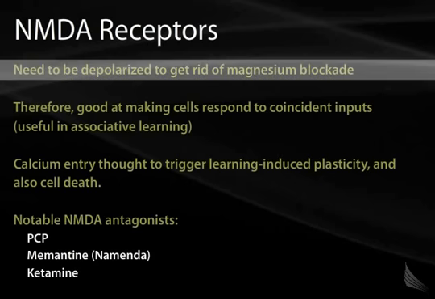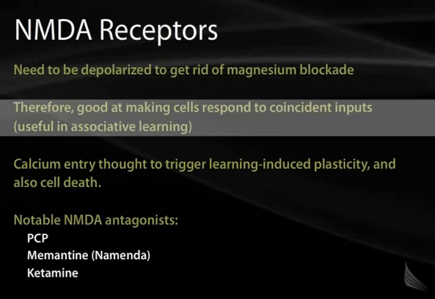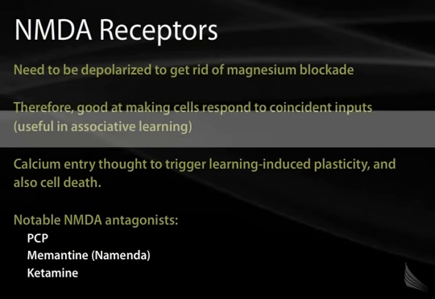So the NMDA receptors need to be depolarized to get rid of the magnesium blockade. Therefore, these receptors make these cells good at responding to coincident inputs. That is to say that this cell will not respond to activation of its NMDA receptors unless it's already been activated by some other type of receptor. And for that reason, these cells are useful at detecting coincident inputs and therefore are potentially useful in associative learning.